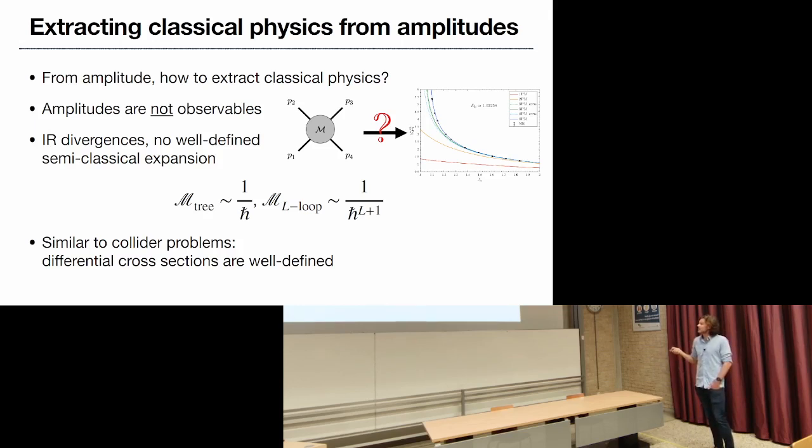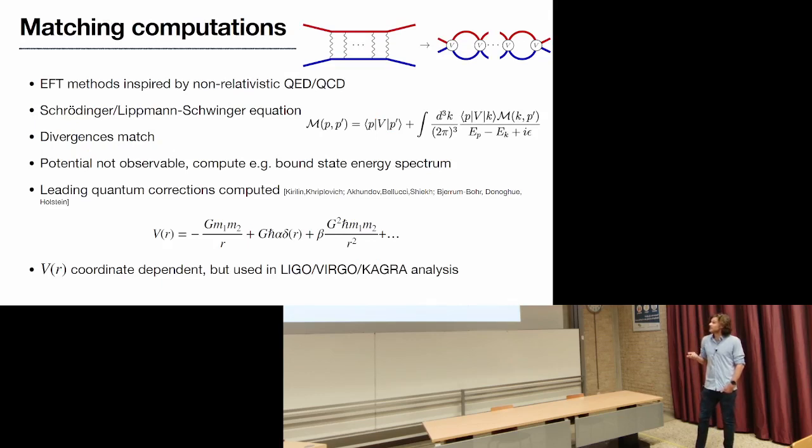Basically, if you increase the number of loops and you do the power counting properly, you will find that each higher loop order diverges even more strongly with 1 over h bar. And the question then is how to deal with this. There's a bunch of different approaches to do this.